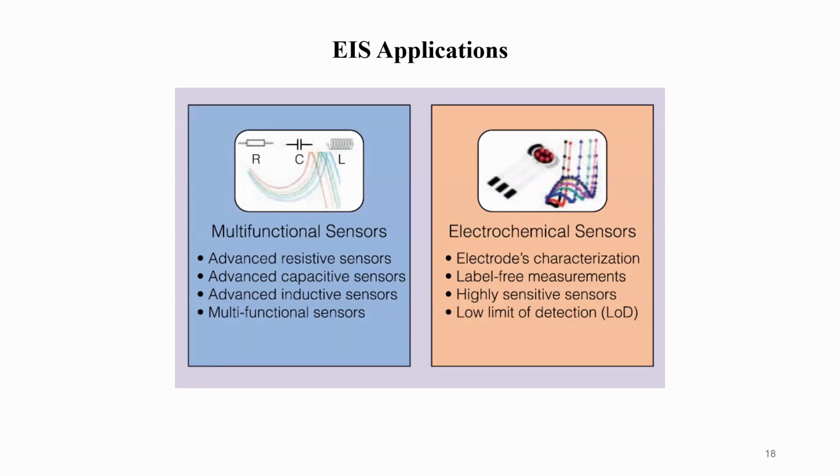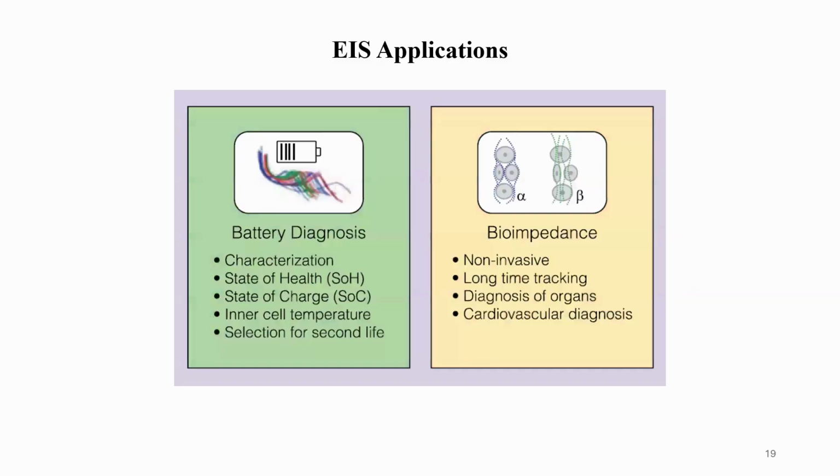We can use EIS on multiple occasions, such as in multifunctional sensors, which is applied in advanced resistive sensors, advanced capacitive sensors, advanced inductive sensors, and multifunctional sensors. Also in electrochemical sensors, it's used for electrode characterization, label-free measurements, highly sensitive sensors, and low limits of detection. Next slide, please.